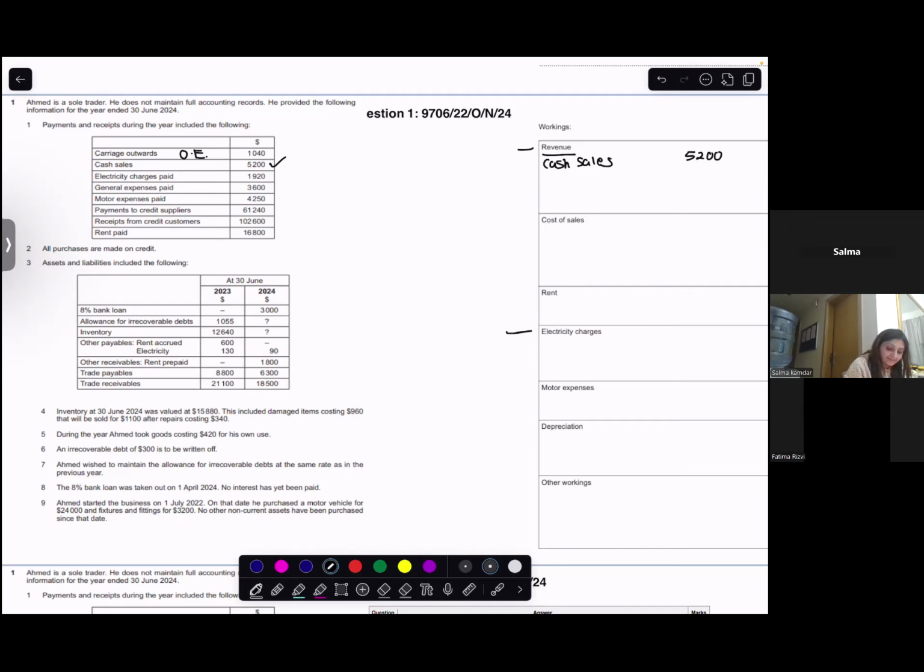Electricity charges paid. Can I put it directly in my working? Fatima, can I put it directly in my working? Yeah. It's other expenses. General expenses paid. This is also going to be other expenses. Motor expenses paid is other expenses. And I'm going to put this motor expenses 4250 in my working as well.